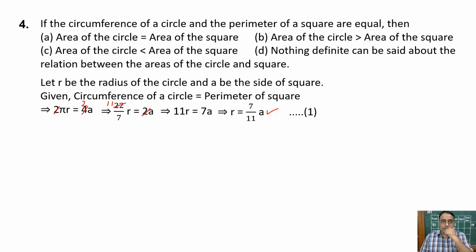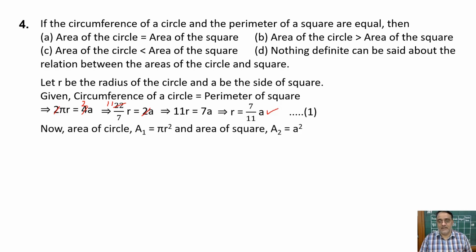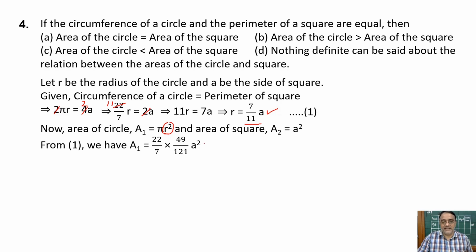Now the area of the circle, let it be A1, and that is equal to pi r square, and the area of the square is side square, a square. We take that as A2. Now we are going to substitute the value of r here. We already have r as 7 by 11 a, so we will substitute its square here. So we'll get A1 is equal to 22 by 7 into 49 by 121 a square. Is this step clear?